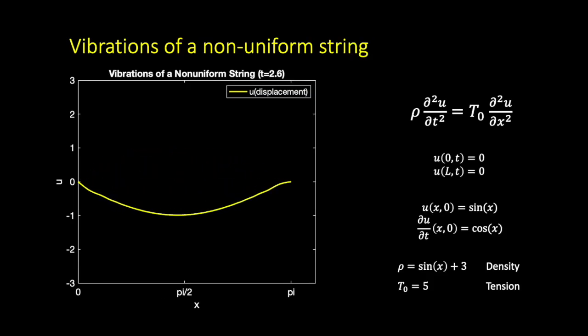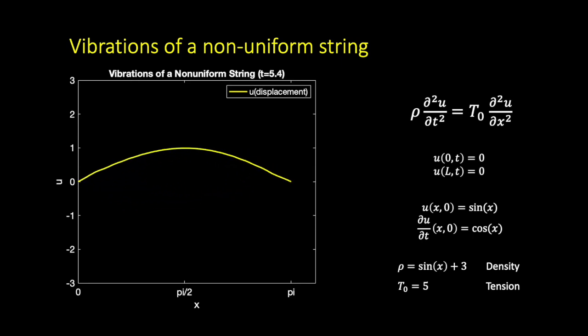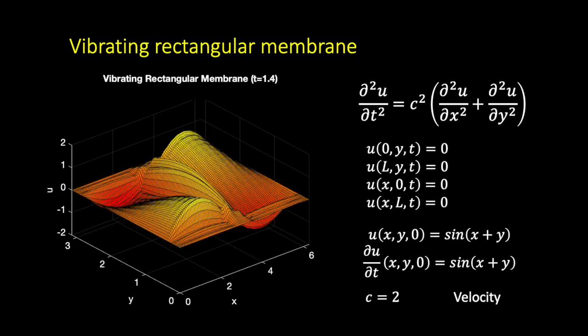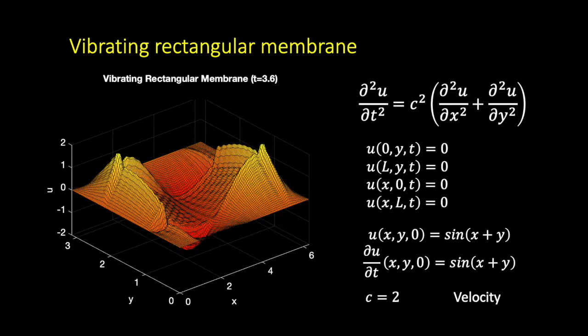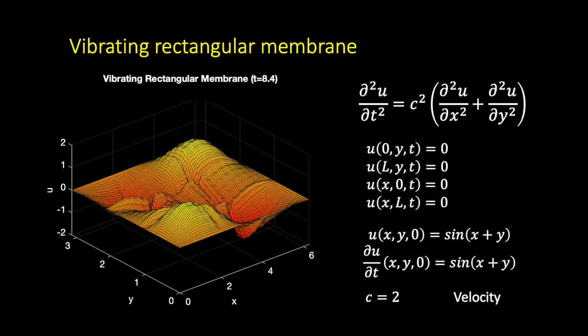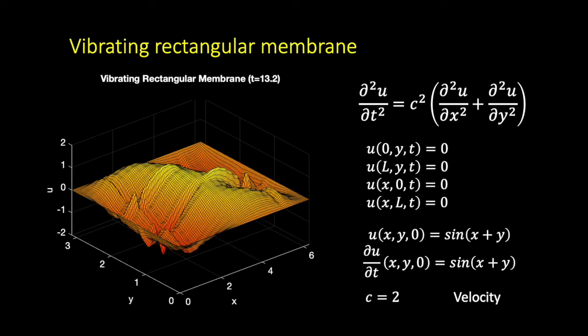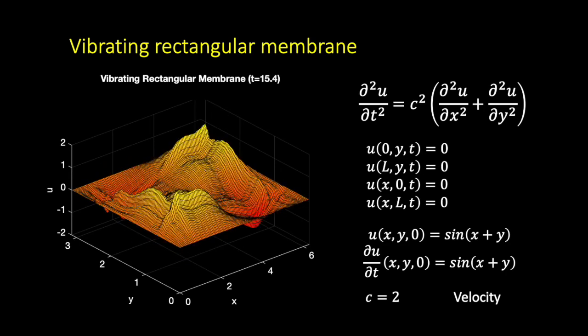Other examples of Sturm-Liouville eigenvalue problem can also be solved numerically. Here is a one-dimensional wave equation with boundary conditions and initial conditions. The figure on the left shows the solution to this eigenvalue problem, which is a vibration of non-uniform string. The higher dimension Sturm-Liouville eigenvalue problem can also be solved numerically. Here is a two-dimensional wave equation for the vibration of rectangular membrane, and the figure on the left shows the solution to this eigenvalue problem.